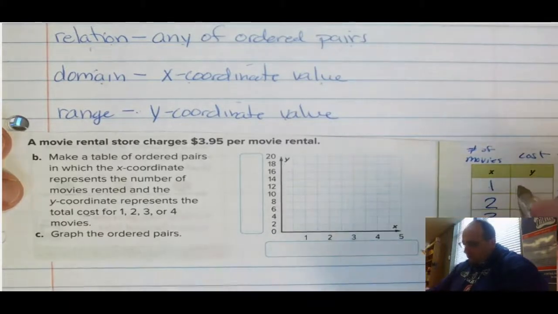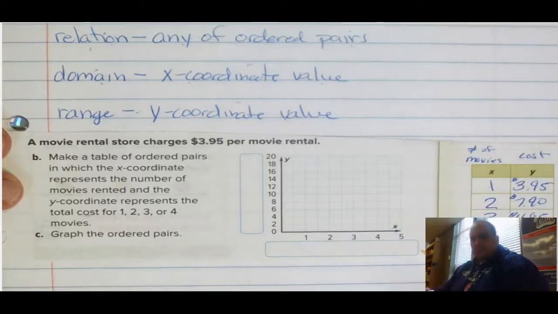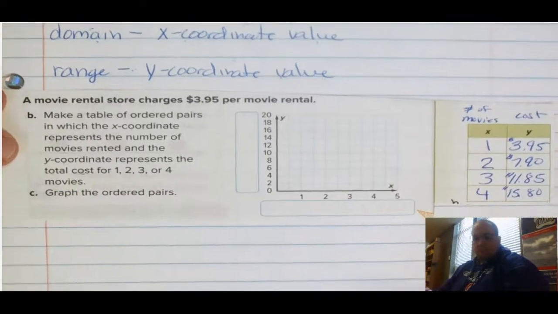So for one movie, it's going to cost $3.95. For 2 movies, it's going to cost $7.90. For 3 movies, it's going to cost $11.85. And then for 4 movies, it's going to cost $15.80. Okay. So now that I've completed my table, I'm going to scoot that up so you can see it better.